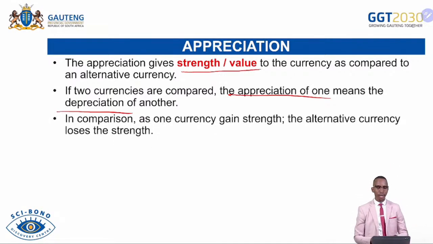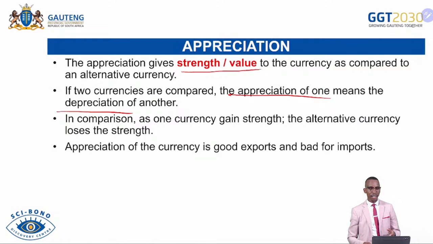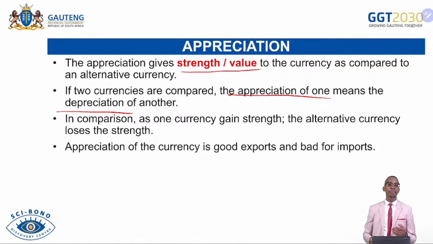In comparison, as one currency gains strength, another currency will be losing strength if they are compared with one another. Appreciation of the currency is good for export and bad for import, because remember, if our currency appreciates, our rand appreciates against the dollar, our exports will be expensive abroad. And as South Africans, we will afford more US dollars at a lower cost. That means as our currency gains strength, their currency is losing strength. Their imports will appear cheaper locally in South Africa.